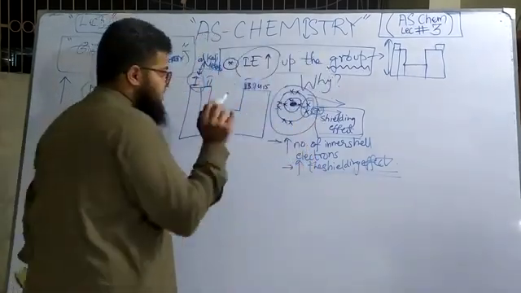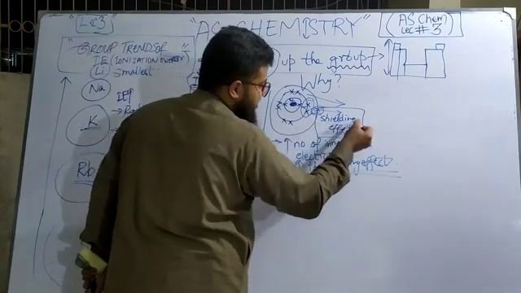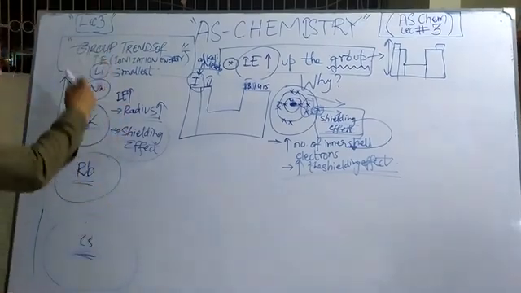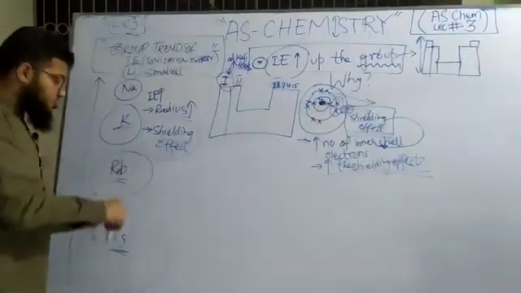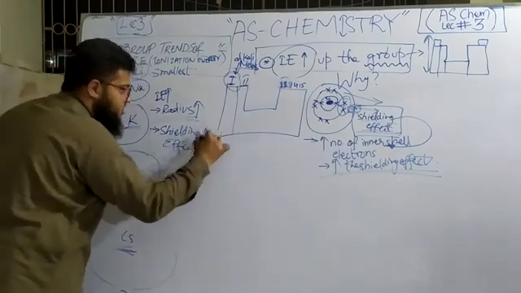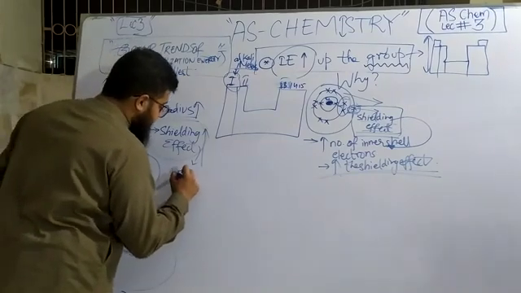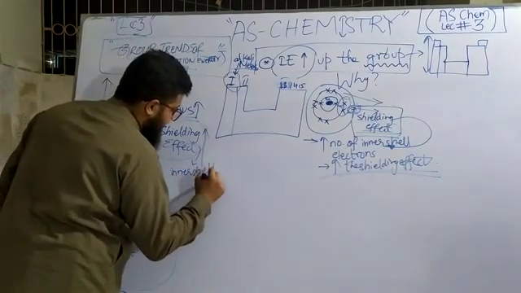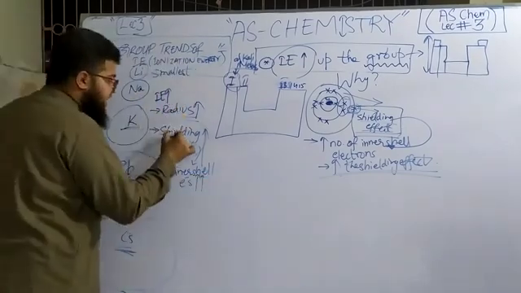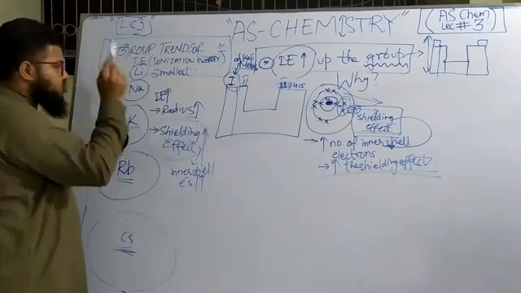Clear? So this is the reason for the association of the shielding effect with the inner shell electrons. Now as you look at this group, as we go down the group, the shielding effect is said to increase. The reason it is increasing is that the inner shell electrons are also increasing, right?